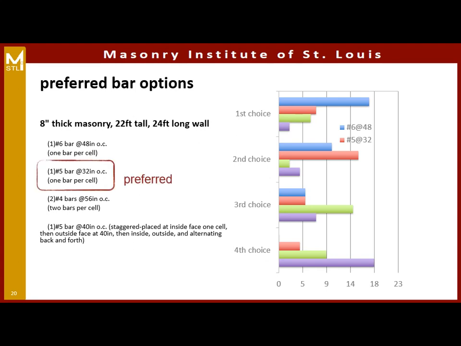The first choice preference, that actually grabbed the wrong thing there. That's supposed to be around the number 6 at 48. That was the first choice there. The Masons preferred the larger bar with the larger spacing. You have fewer bars, you have fewer cells you need to grout. That makes for a more efficient construction. Their least favorite choice was the alternating staggered placement.